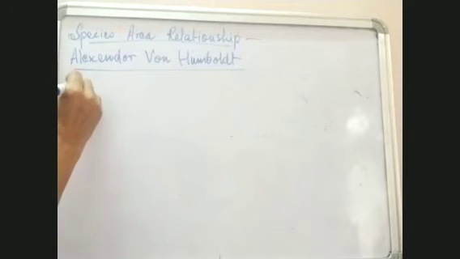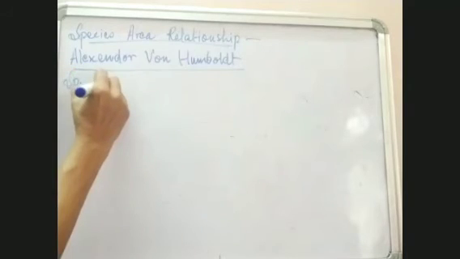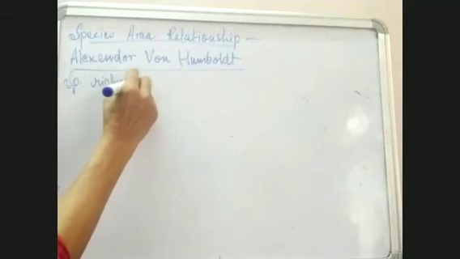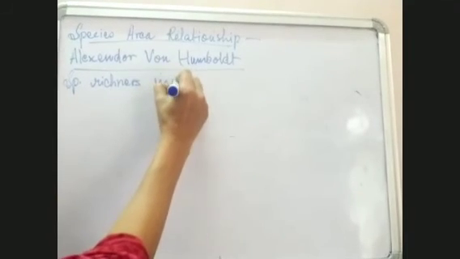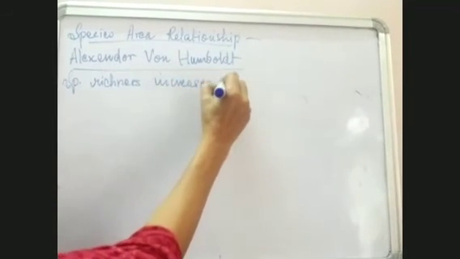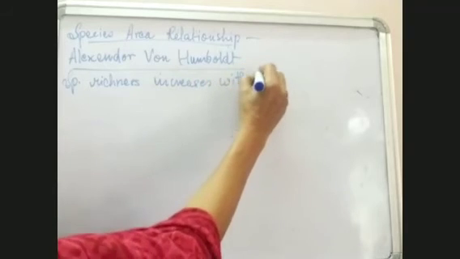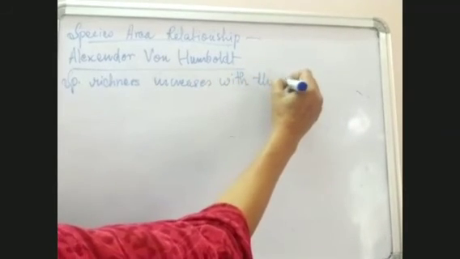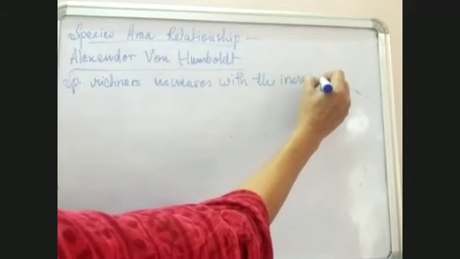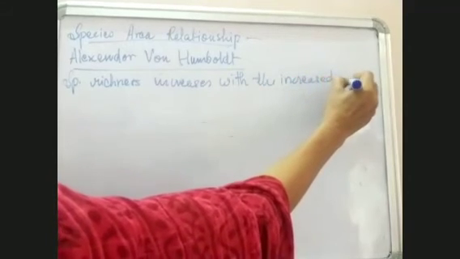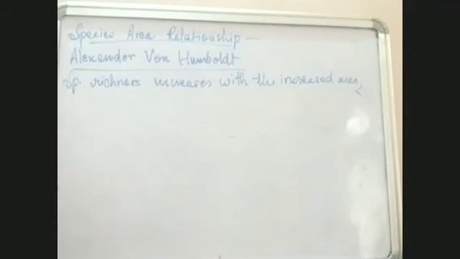He gave this conclusion: species richness increases with the increased area. Then he further added, but only up to a limit.